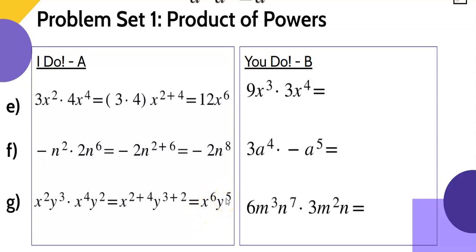So these were examples A through G for problem set 1, column A. Problem set 1, column B you'll do on your own, or if you're a novice learner, we'll do it together.